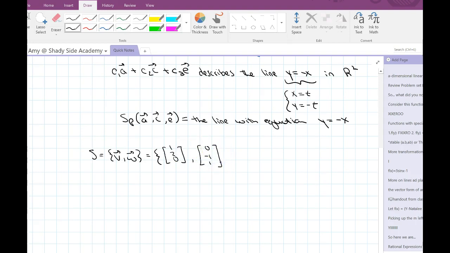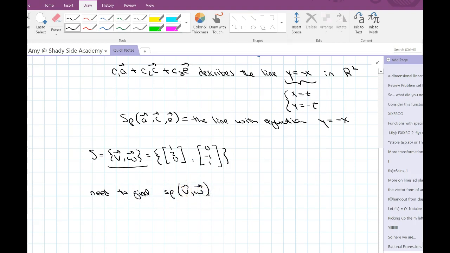Number 20 says, let S be the set given in exercise 14. So let S be this set of vectors V and W. For each vector given below, determine whether the vector is in the span of S. All right, so what we have to do here is figure out what we need to find, the span of V and W.